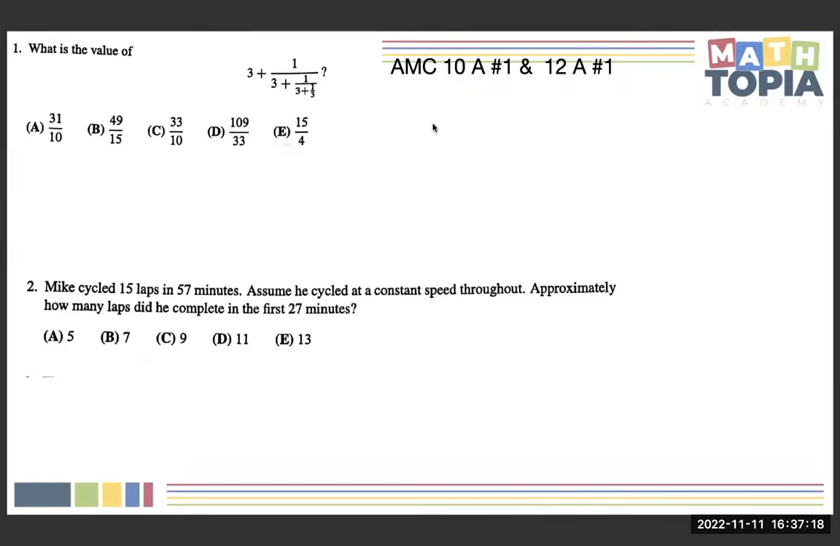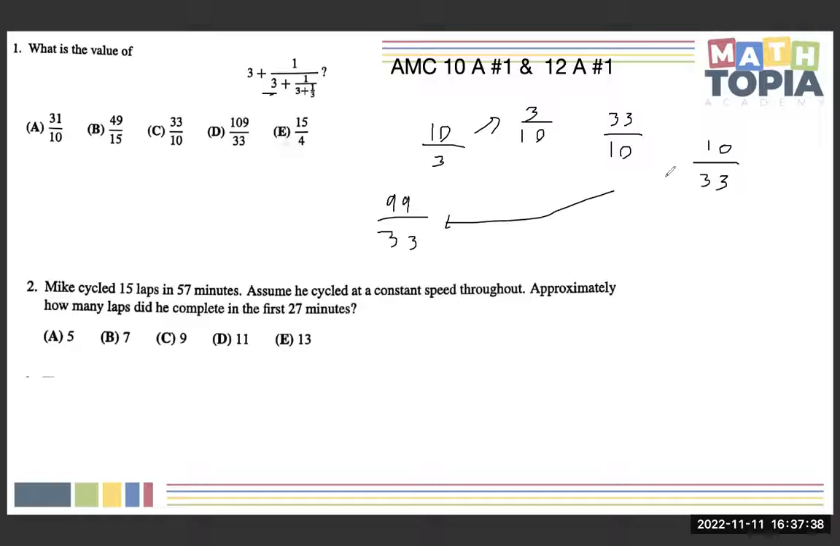So 3 plus 1 over 3 is 10 over 3, and 1 over 10 over 3 gives us 3 over 10. Then we add on 3, which is 30 over 10. If we add that on, we get 33 over 10. 1 over 33 over 10 is 10 over 33. And then we add on 3, which is 99 over 33 more. And then if we combine these two, we end up with 109 over 33, which is choice D.